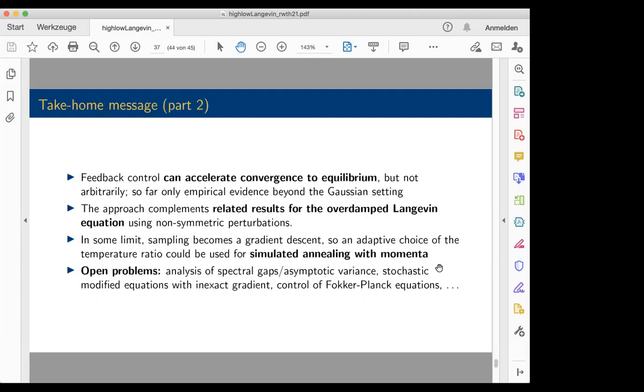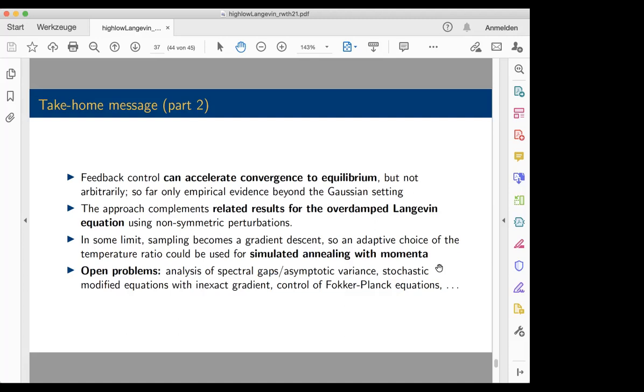Okay, so with this, I want to conclude. This is now part 2 of my take-home message. The message I want to convey was that one can use feedback control in order to accelerate the convergence to equilibrium, but there are limits. Probably it has to do with the fact that the asymptotic entropy production rate we are considering is not yet the right quantity to look at in order to get a good speed up. But the idea, I think, is very appealing: to optimize the speed of convergence by adding controls to the system from a class of controls that preserves the invariant measure.